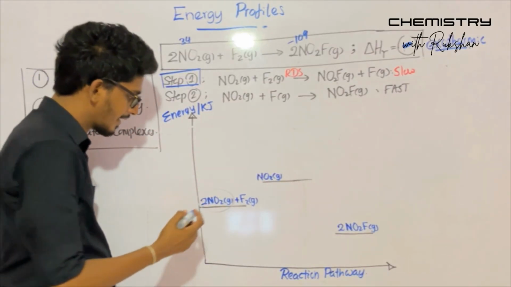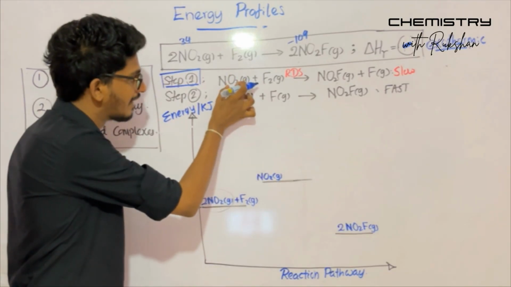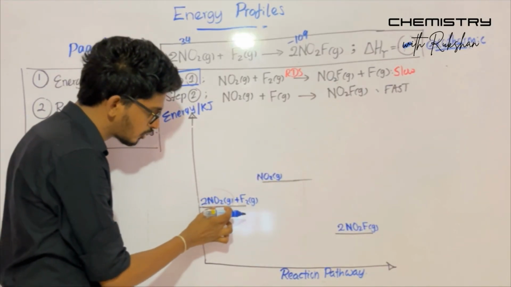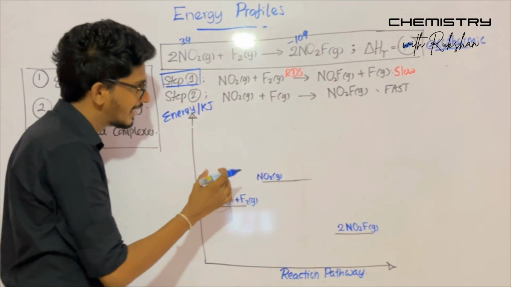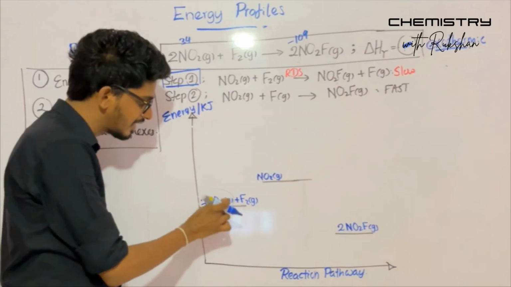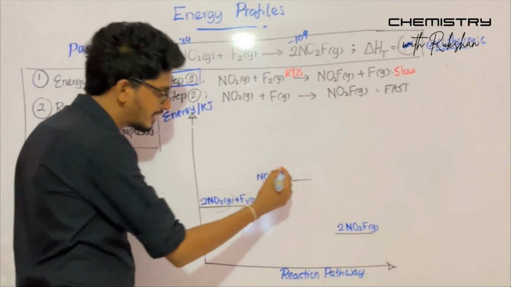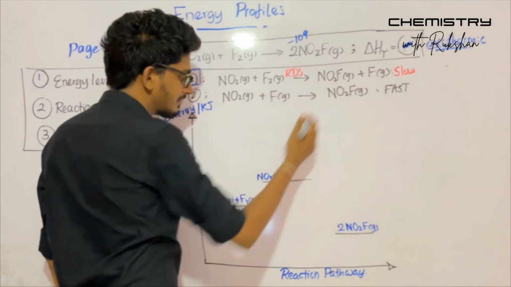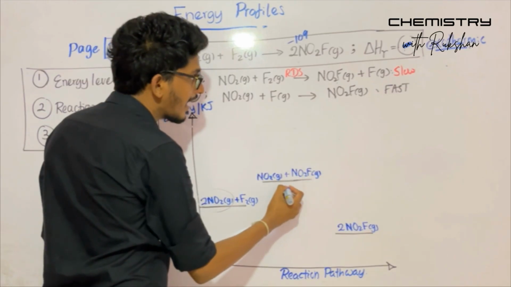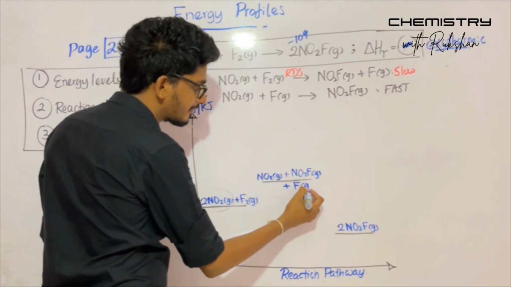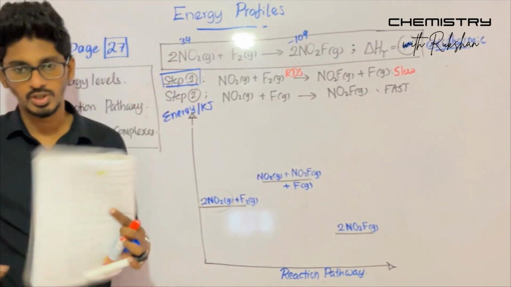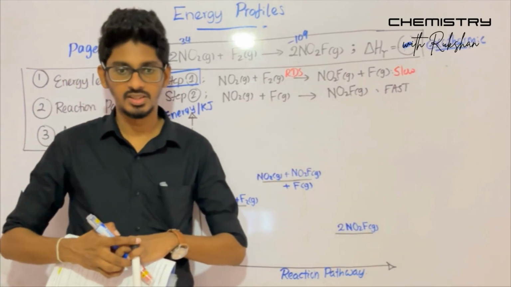Then the other NO2 molecule and the F2: one NO2 is unreacted, and the other NO2 molecule and the F2 converted to NO2F and F. So instead of the other NO2 molecule and the F2, you just write the two products here, NO2F and the F. Right? So that is how you are supposed to come up with the intermediate state.